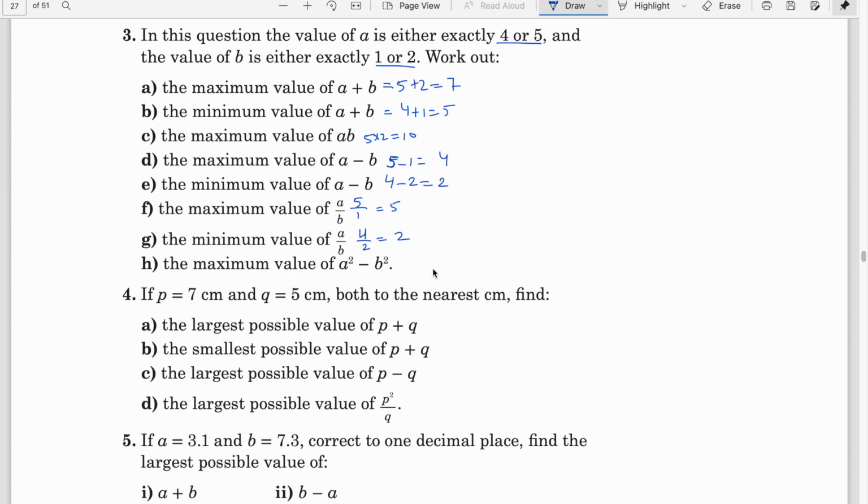Maximum value of A square minus B square. Very good. 25 minus 1 is 24.